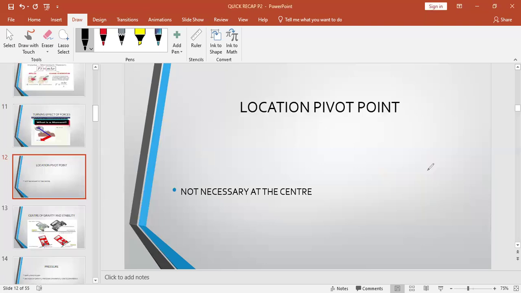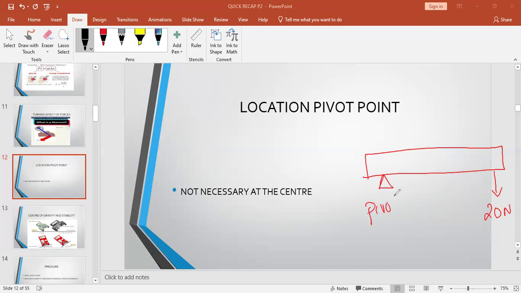Let's say a bar is given. This is the force, for suppose 20 Newton, and this is the pivot point. It's not necessary that the pivot point is always at the center. It can be anywhere. How will I calculate the moment? It's simply 20 multiplied by 3 because this force is producing a clockwise moment over here. Clear? Any confusion?